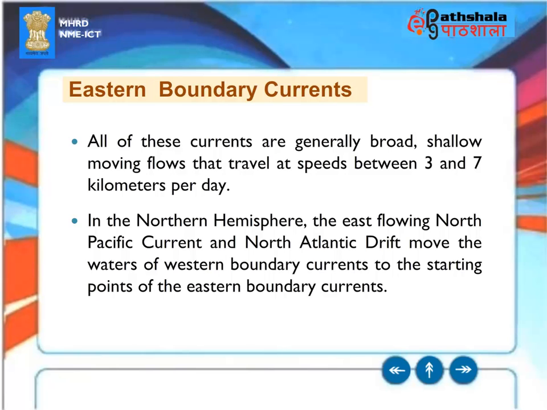All of these currents are generally broad, shallow moving flows that travel at speeds between 3 and 7 kilometers per day. In the northern hemisphere, the east-flowing North Pacific Current and North Atlantic Drift move the waters of western boundary currents to the starting points of the eastern boundary currents.